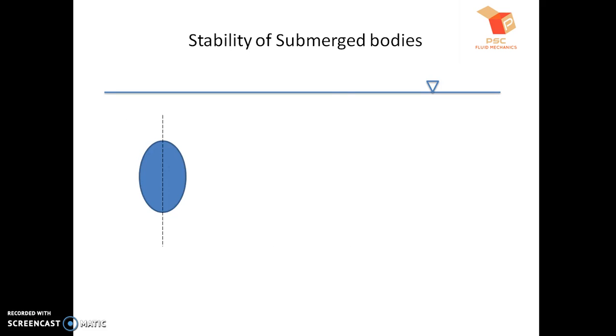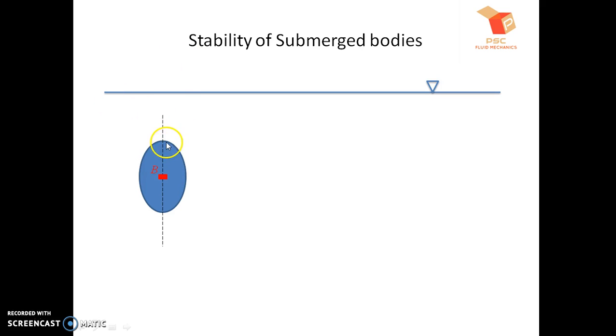So let us consider we have a submerged body of this shape. So this body is immersed inside the liquid, and this is the body axis, also called the axis of symmetry. Now we will determine from where the buoyant force acts and from where the weight of the body will act. So we identified that the center of buoyancy is the centroid of the displaced volume. If we take this body out, this is the volume of the fluid displaced. So the centroid of this volume will be the center of buoyancy B.